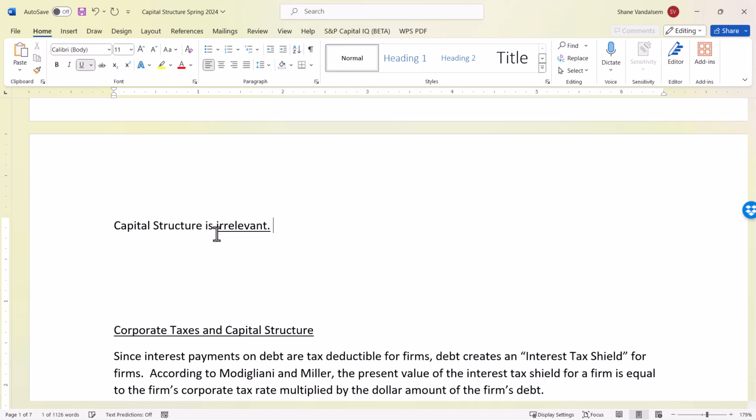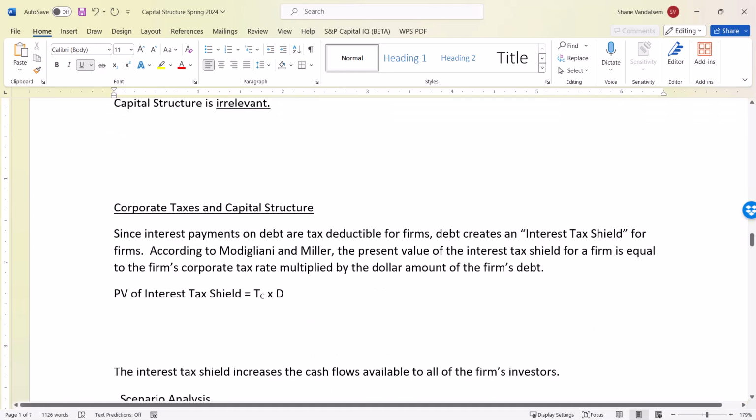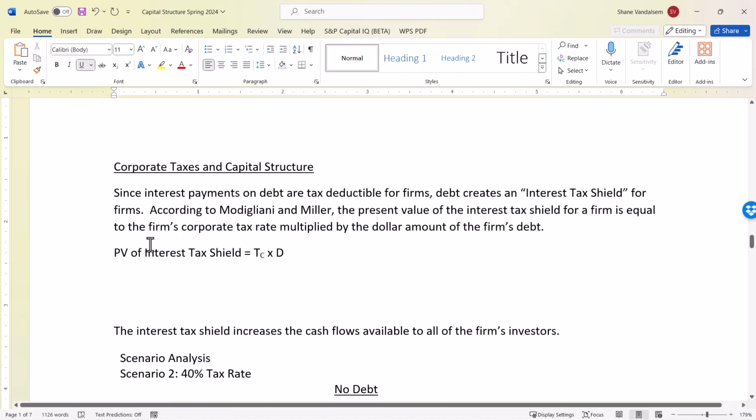So now we're going to go into another idea where we're going to relax one of those assumptions. That assumption is that the firm pays no taxes. Now we're going to incorporate taxes. In the US, this is a really big deal because companies get to deduct interest expense for tax purposes. What I have here says corporate taxes and capital structure.